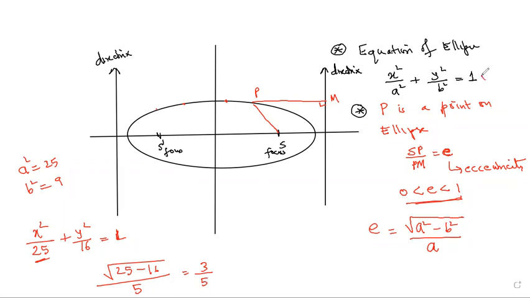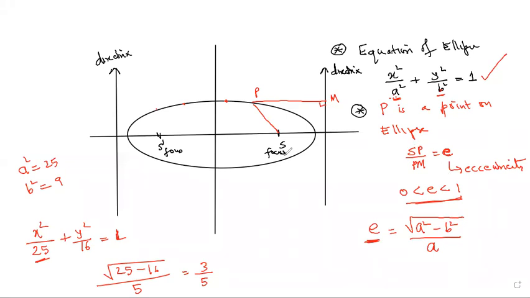So when the equation of the ellipse is given, you will be able to calculate two things. What are the two things? A and B. And after you calculate A and B, you will calculate the third parameter e, whose formula is root of a square minus b square upon a. Is it clear to you?